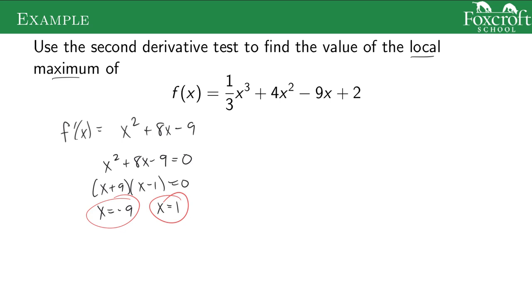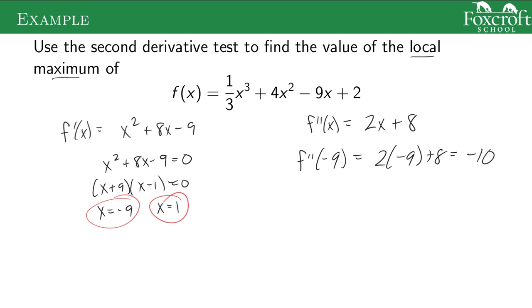Or we can use the second derivative test and now say we take the second derivative. It's going to be 2x plus 8. And we're going to figure out whether the second derivative is positive or negative at these critical points. So the first thing I'm going to do is figure out the second derivative at negative 9, which is negative 18 plus 8, which is negative 10. And the second derivative at positive 1 is positive 10. So at negative 9, my second derivative is negative, which means it's concave down like a frown. At 1, my second derivative is positive, which means it's concave up like a cup.